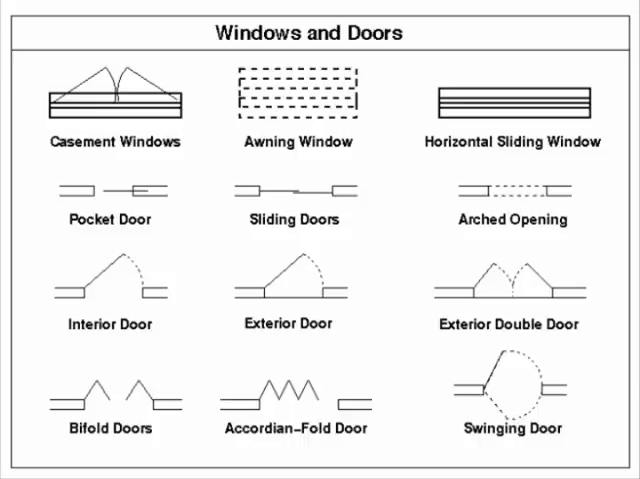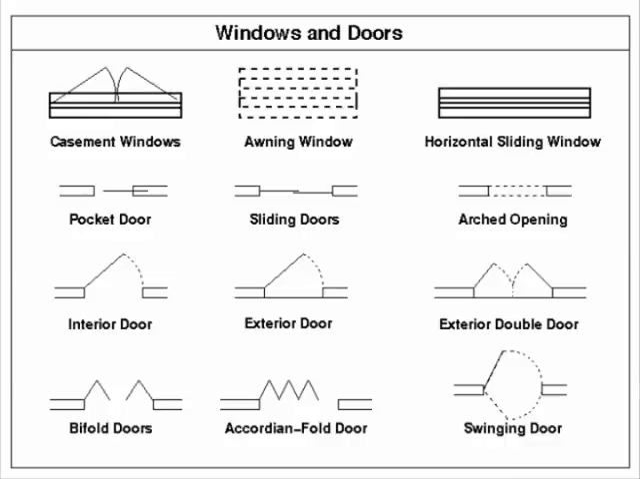The next one is the interior door and the exterior door. These are the most common used symbols in the house. The other one is the exterior double door, which was usually used in the main door because, as we all know, we need bigger space in the main door because it serves as the entrance of the house.